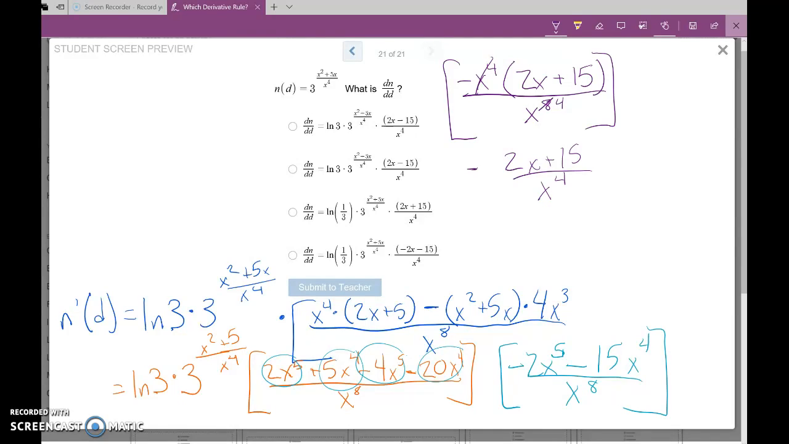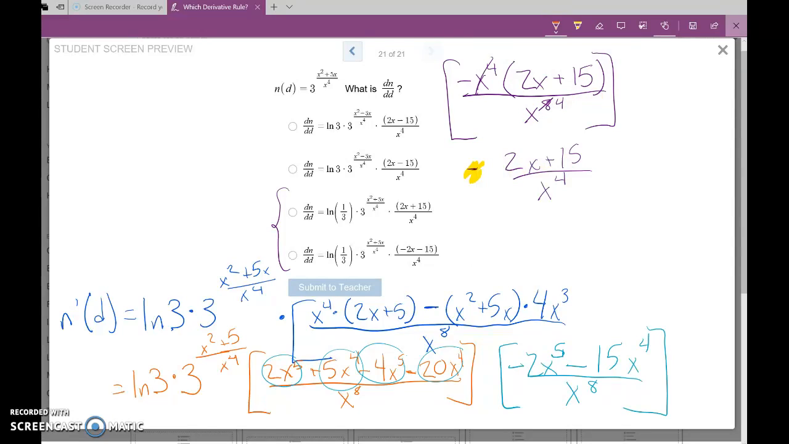So right now I'm looking at C and D because I see they've got a 2x plus 15 over x to the 4th. The issue at the moment is this negative sign. I don't see a negative sign in either of these. However, I do notice that they have a natural log of 1/3 instead of a natural log of 3, so maybe it has something to do with that. And aha, it does.